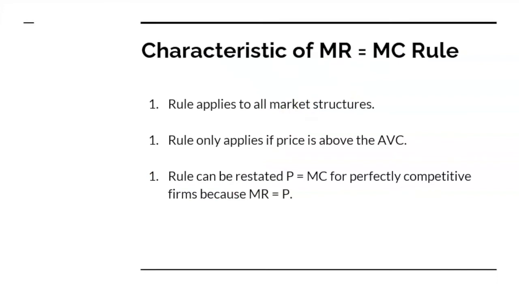And so let's wrap it up. So what are the different characteristics of the MR equals MC rule? Well, the good news is it applies to all market structures. So we're talking about perfect competition now in Unit 3. In Unit 4, we're going to go over the other 3 market structures: monopolies, oligopolies, monopolistic competition. This MR equals MC rule, this profit maximizing rule, applies to each and every single one of these 4 market structures. Number 2, the rule only applies if the price is above the AVC.